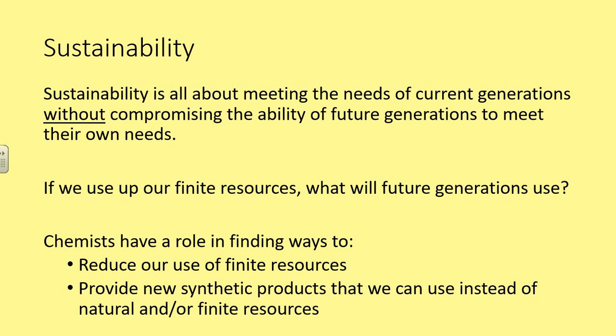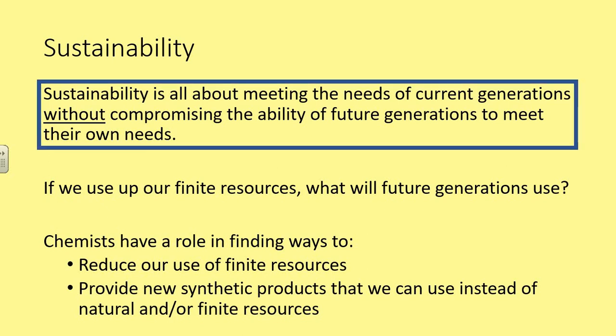So chemists have a number of roles in this, including finding ways to reduce our use of finite resources, and also providing new products, synthetic products, that means man-made, that we can use instead of the natural or finite resources. Now that section in the blue box there is another very important definition that you need to know, so make sure you have that recorded in your book.